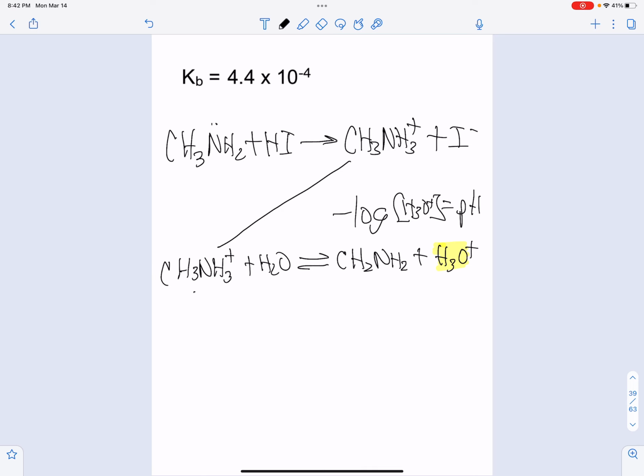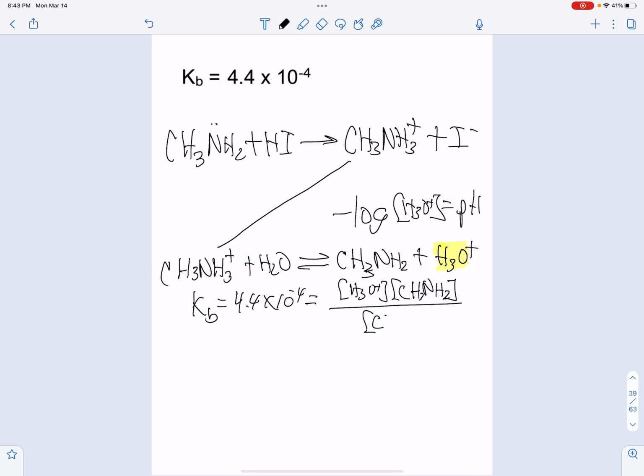So how am I going to do that? Well, we know that Ka equals 4.4 times 10 to the minus 4, and we know that that's going to be hydronium times the conjugate base over the acid that we created, right?